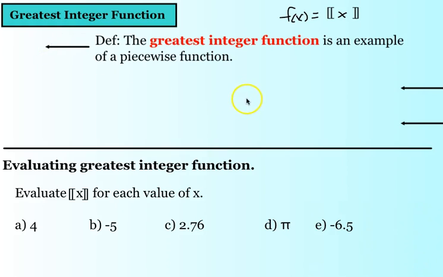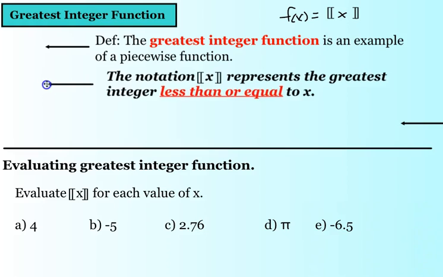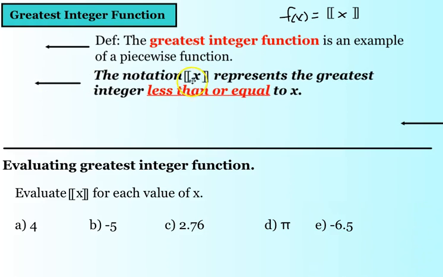So it's going to look like a piecewise function when you graph it. It's not going to be continuous, and it's going to have a bunch of different pieces that make up what the function looks like. The notation, again, these double brackets x, represents the greatest integer less than or equal to x. The one thing to note about the greatest integer function is your output will never be decimals or fractions. Your outputs will always be integers.